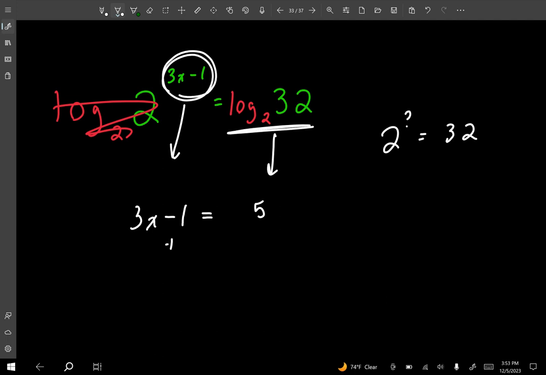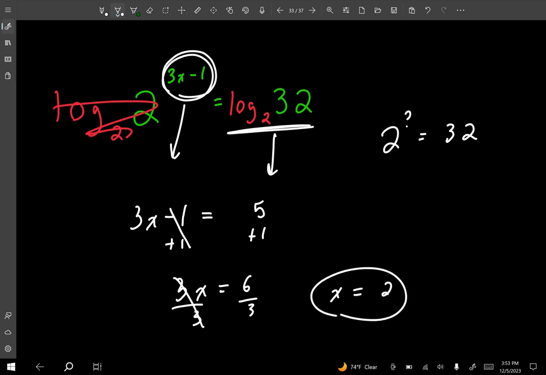So we're going to add 1 to both sides. That goes away. I have 3x equals 6. And now to get rid of the 3, you just divide both sides by 3. And x is 2. And that's it.